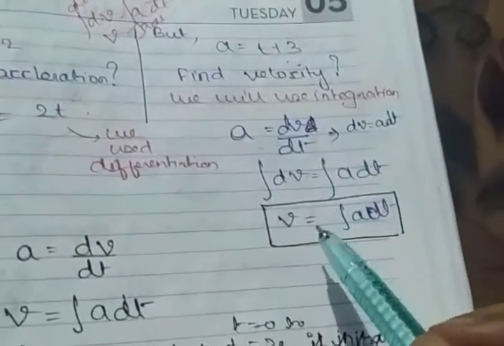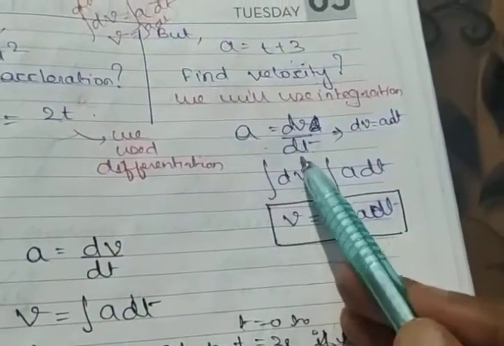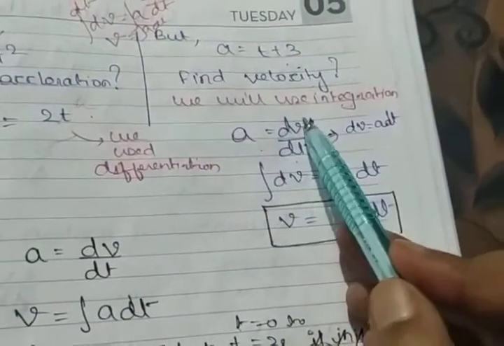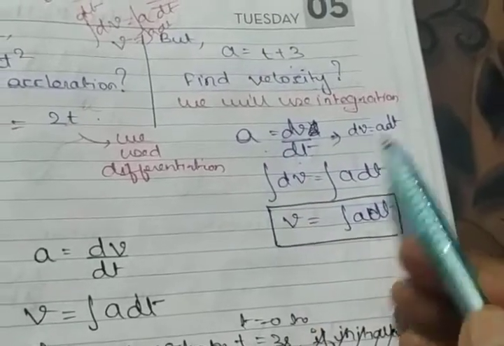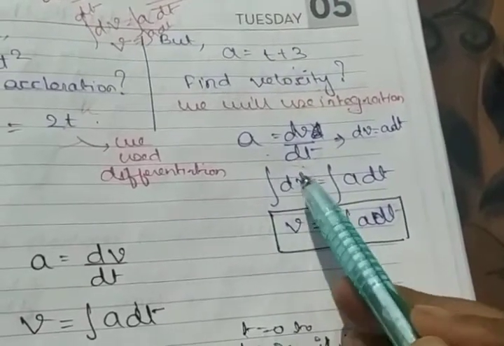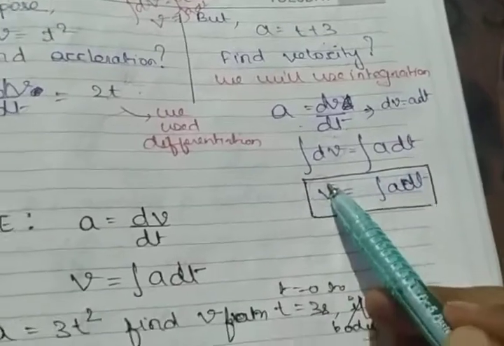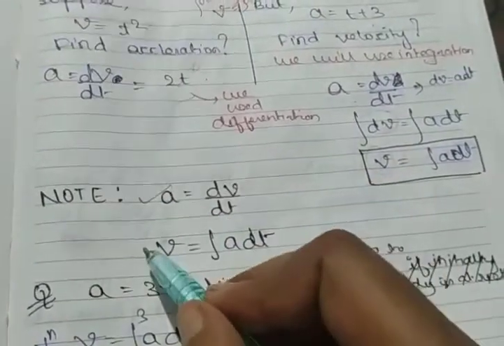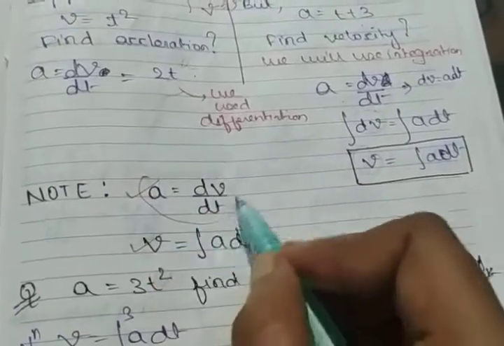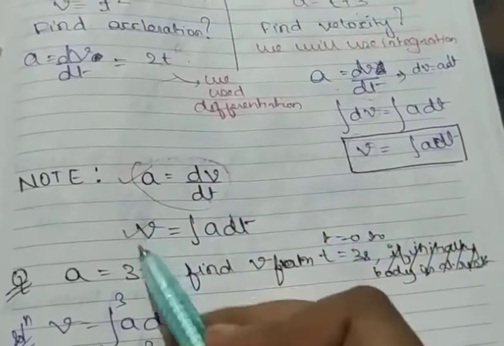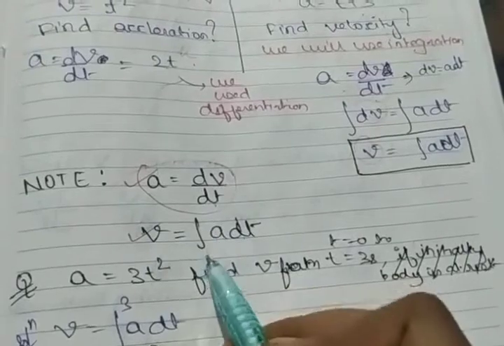So this is our next important formula. A is equal to dv upon dt. So dv will be equal to a dt. Okay, so if I integrate this dv, I'll get the total velocity. So from here again we are getting two important formulas for acceleration and velocity. Acceleration a is equal to dv upon dt. So velocity is the integration of a dt.